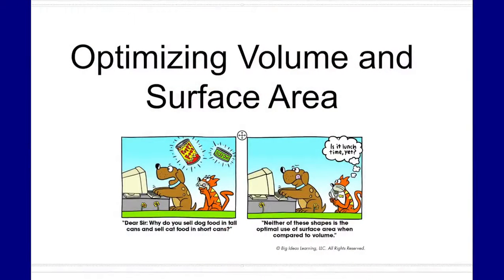In today's lesson, we are going to look at optimizing volume and surface area. In the previous lesson, we talked about optimizing as being a way to get the most out of something. In the case of perimeter and area, given a fixed perimeter, we're trying to get the most area. So we're going to be looking at trying to optimize volume and surface area.